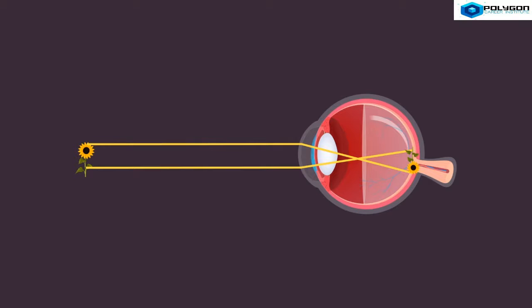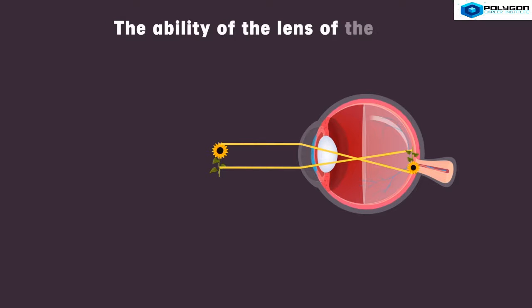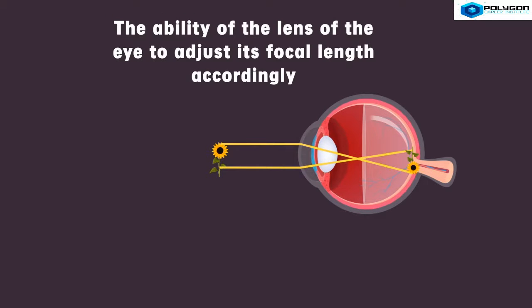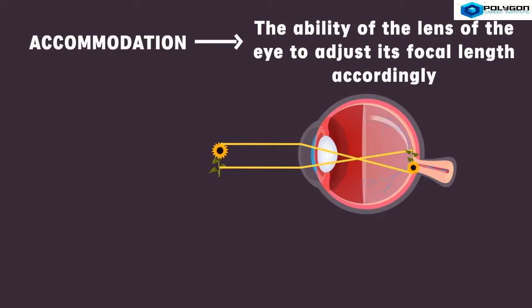So that's the whole point. By adjusting its shape, the lens makes sure that the image is always formed on the retina only, not in front or behind the retina. The ability of the lens of the eye to adjust its focal length accordingly is called accommodation.